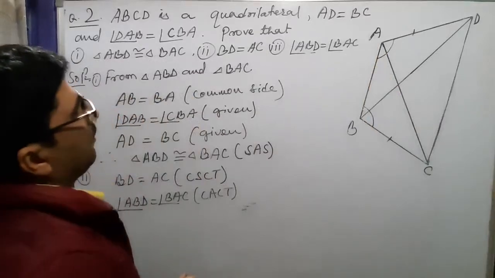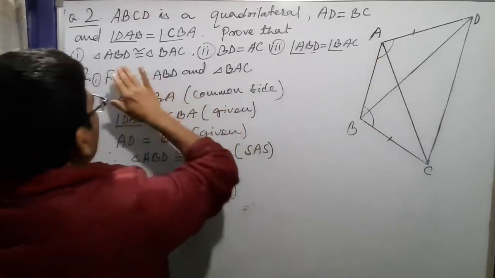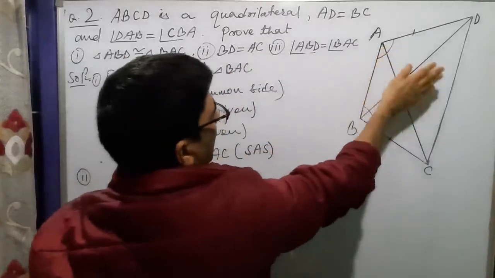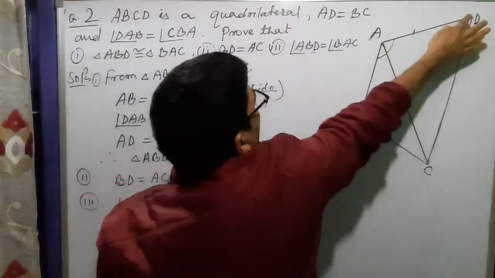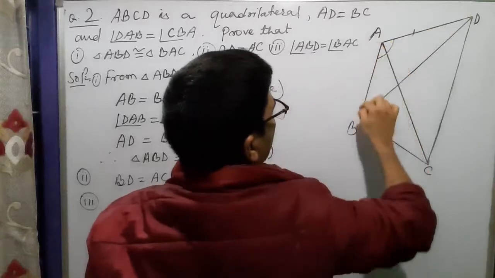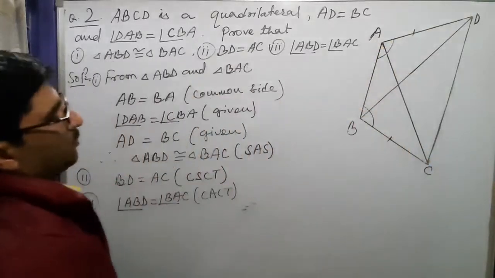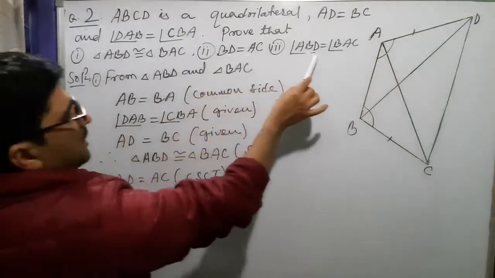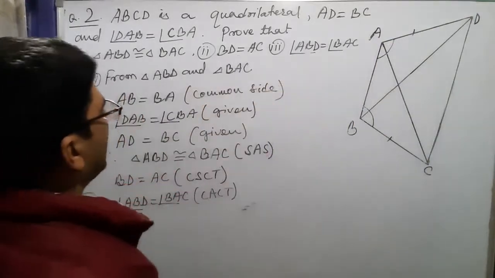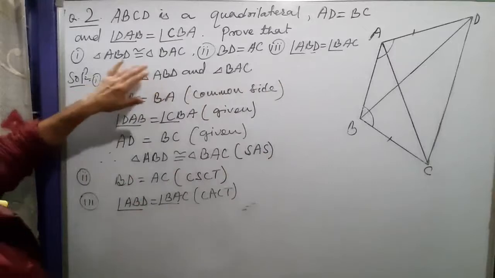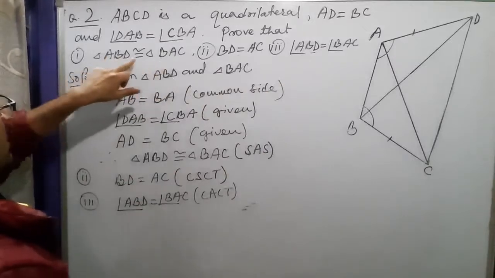We have to prove these two triangles are congruent: ABD and BAC. ABD is this triangle and BAC is this triangle. These two triangles are congruent, so we have to prove that. And these two are the results, no problem. All this we can prove very easily. Now we prove from the given two triangles, just targeting the question.